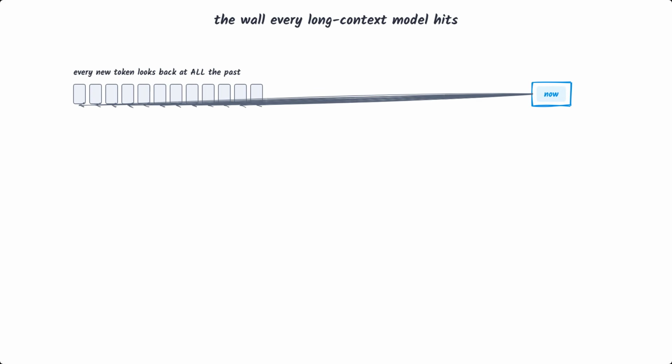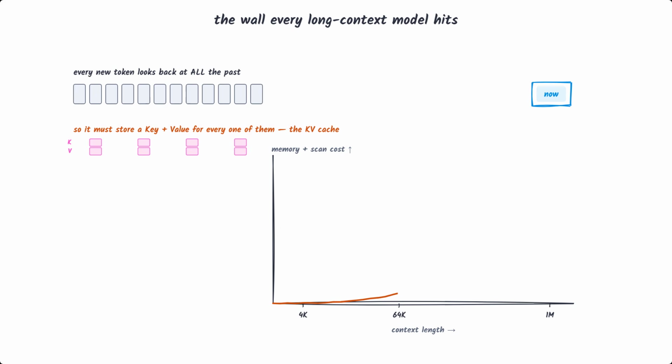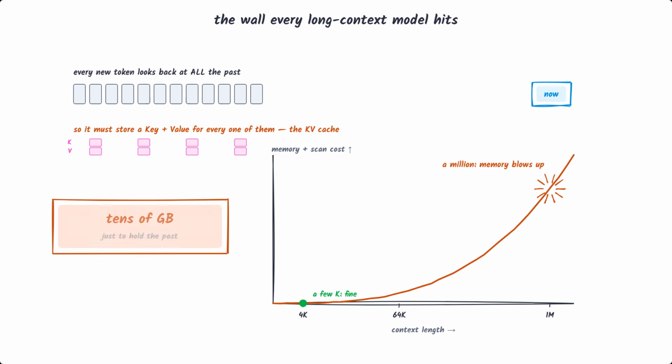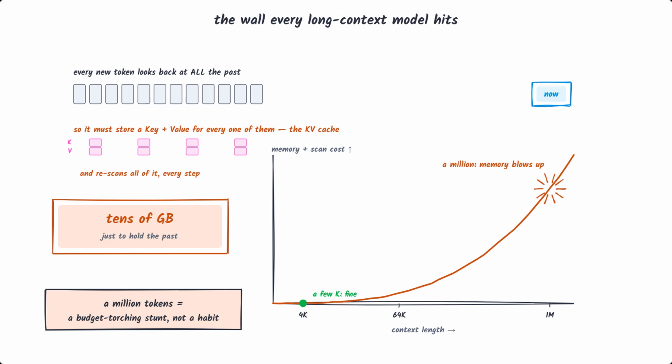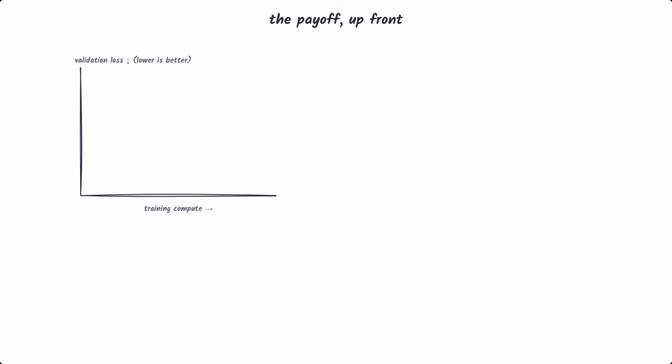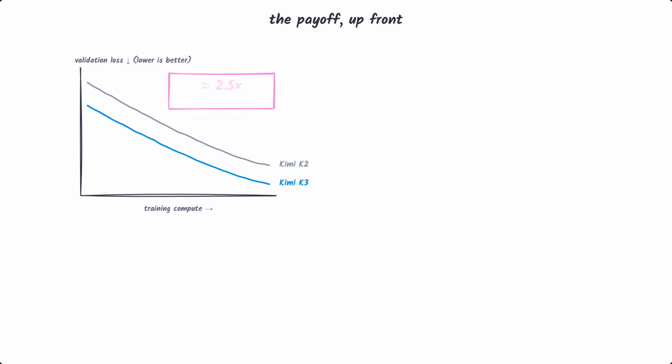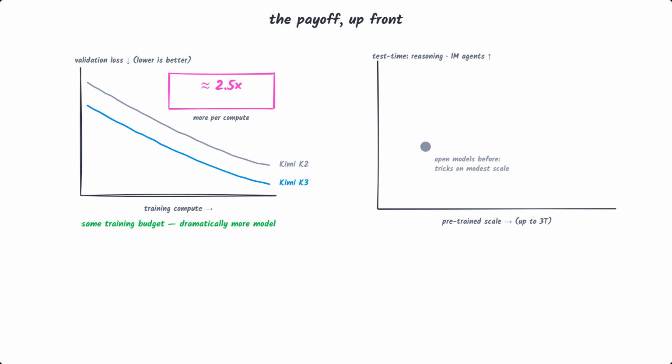Ordinary attention has every new token look back at every token before it, storing a key and value for each one, the KV cache, which grows with context length, until at 1 million tokens it's a wall, the memory just to hold the past balloons into the tens of gigabytes. Here's the payoff. Before the mechanism, Kimi K3 squeezes roughly 2.5 times more capability out of every unit of compute than Kimi K2, its predecessor, pushing a bigger foundation and sharper long-context reasoning at once. Now let's earn that number.